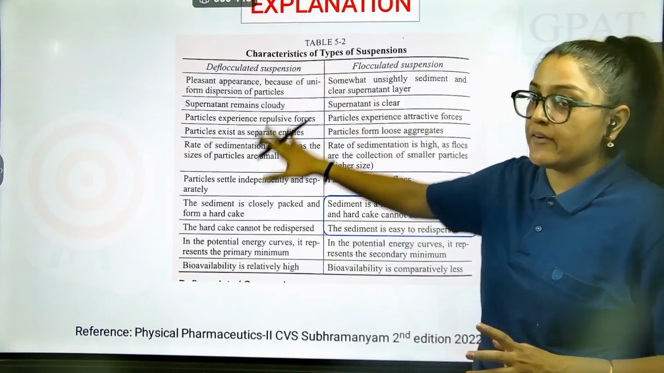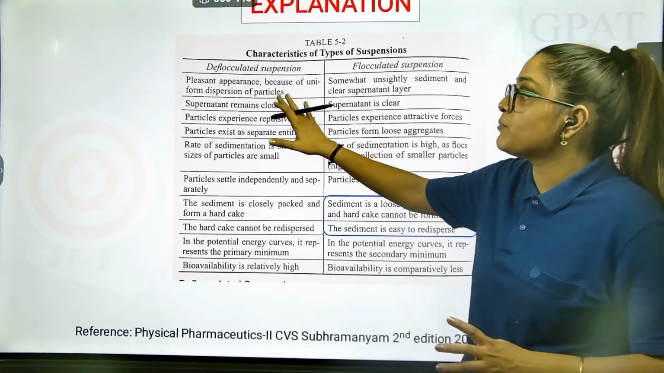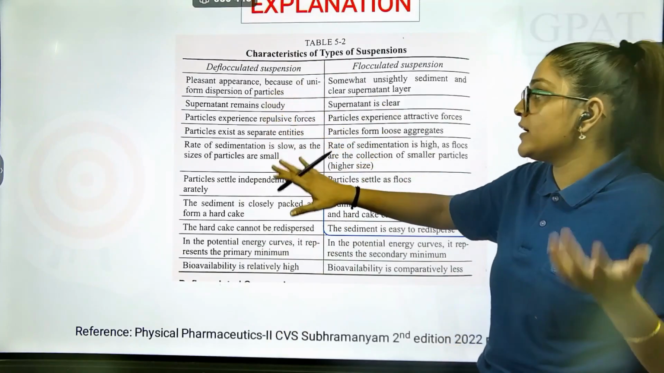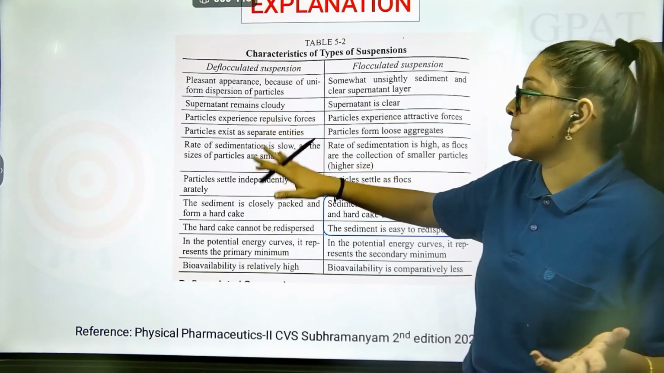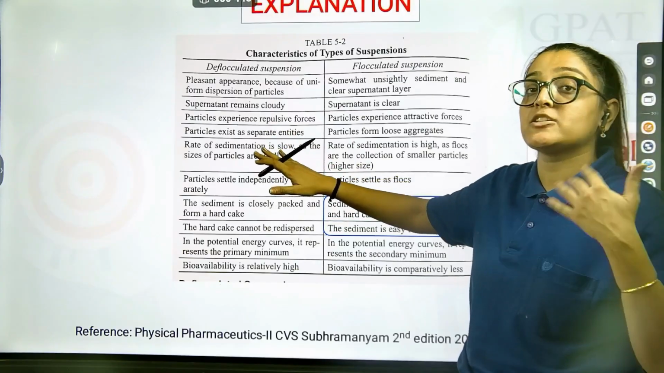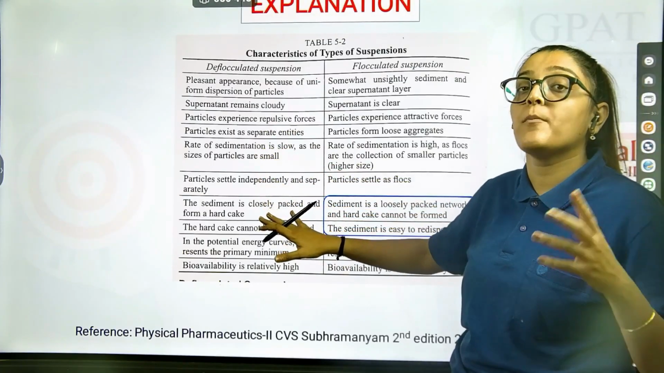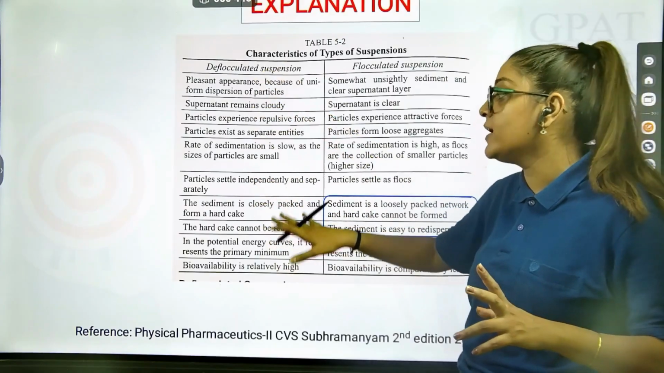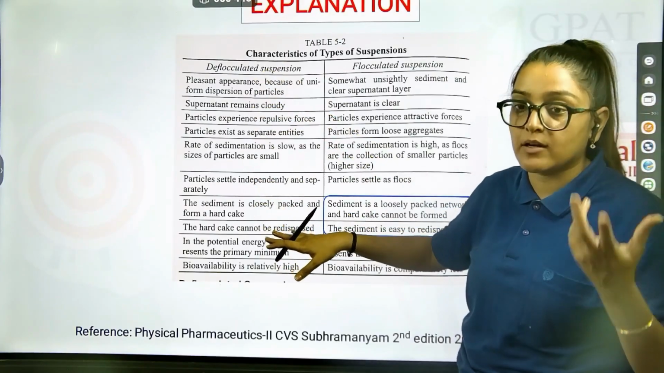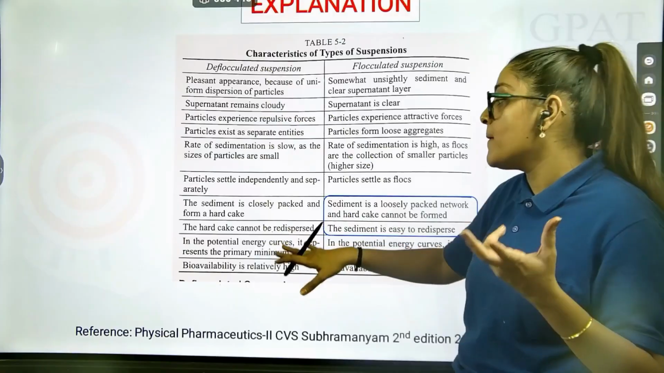So you can see we have the deflocculated suspension, which is much more pleasant in appearance, where the particles do exist as separate entities. Rate of sedimentation is slow. Particles do settle here and they are closely packed, so they form a hard cake in the deflocculated one. The hard cake formation means their redispersibility is very poor, right?